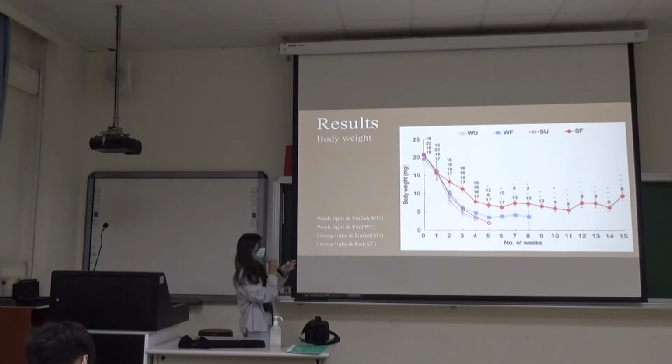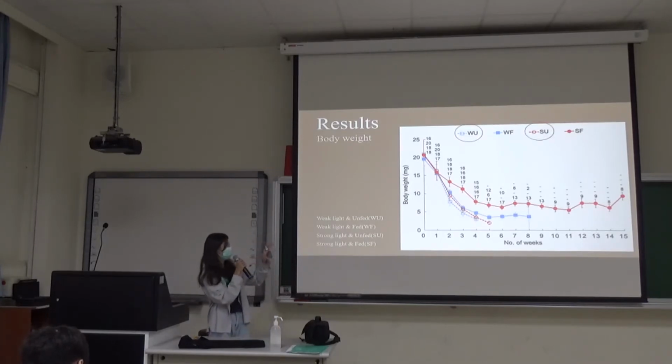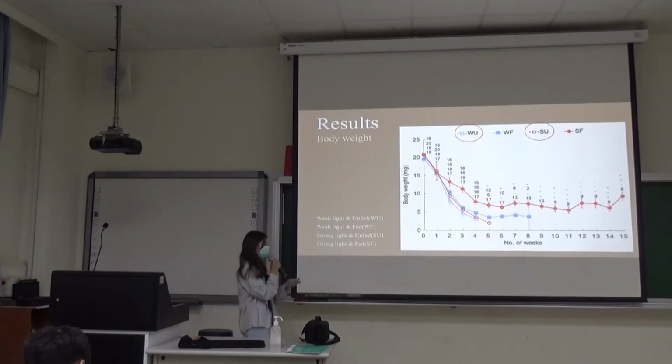Then we look at the body weight. The X label is number of weeks. The Y label is body weight. First, we look at the same two lines, WF and SF. We can see the red line is also higher than the blue one. Next are WU and SU, weak light unfed and strong light unfed. These two lines are lower than the other two.